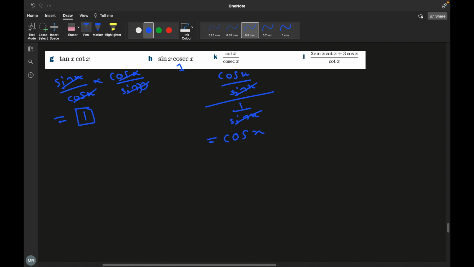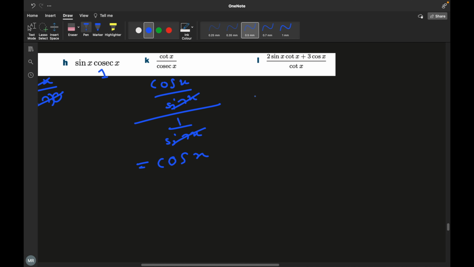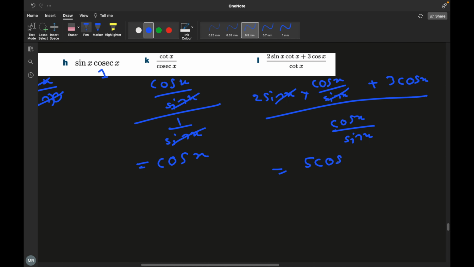And now let's solve I. We can write cot x as cos x by sin x. These two get cancelled. Now at the bottom we'll write cos x by sin x. And now we're left with 5 cos x. Now we divide this by cos x divided by sin x.